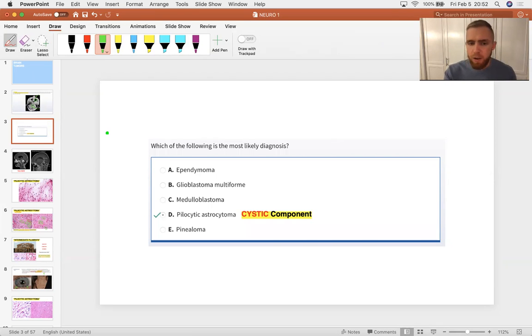So it's a kid. Immediately you can rule out glioblastoma, that's an adult cancer. You can rule out pinealoma because you know that that's going to be above the tentorium, and this is a cerebellar mass. So that leaves you with ependymoma, medulloblastoma, pilocytic astrocytoma. To answer the question, you must understand that the astrocytoma does have a cystic component to it, whereas the ependymoma and the medulloblastoma are solid tumors.